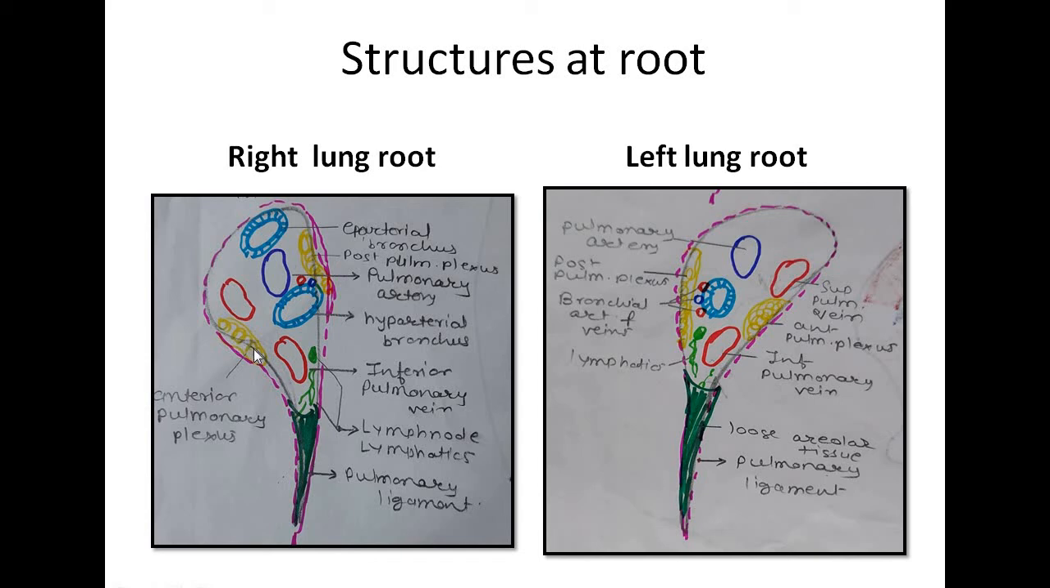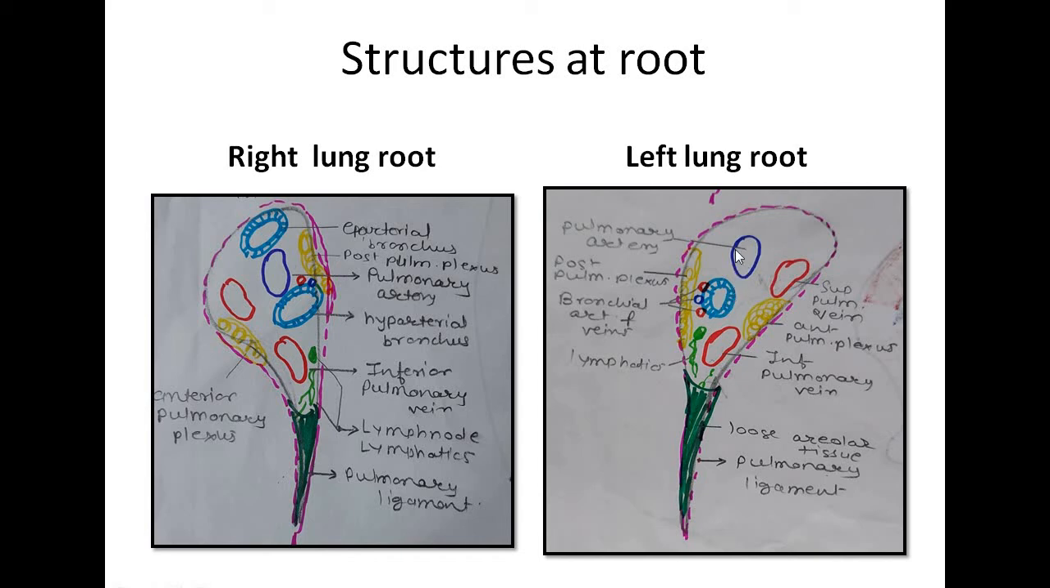Anteriorly, this yellow color is the anterior pulmonary plexus of the nerve, and posteriorly the posterior pulmonary plexus. You can see lymph nodes, which are bronchopulmonary lymph nodes, and these lymphatics are also contents of this root of lung. Now on this side, as there is only one principal bronchus, it is passing below the pulmonary artery.